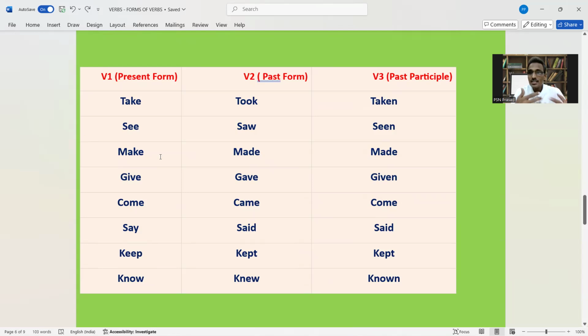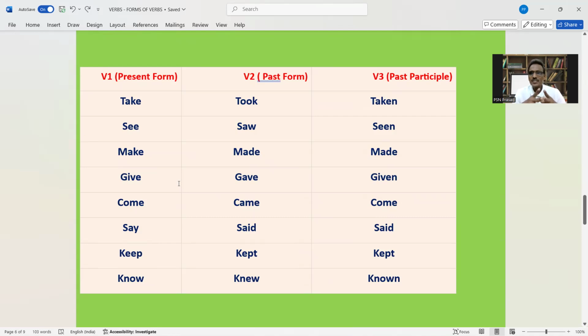And look at other examples. Make for the present form, made, made. Give, V2 gave, given, V3 form. Come, came, come. Say, said, said. Keep, kept, kept. Know, knew, known. So here, know is also a non-action verb. Remember that. So the remaining ones here are said to be the action verbs.